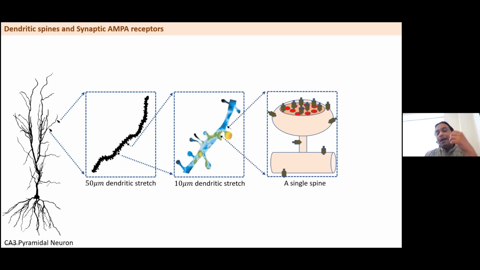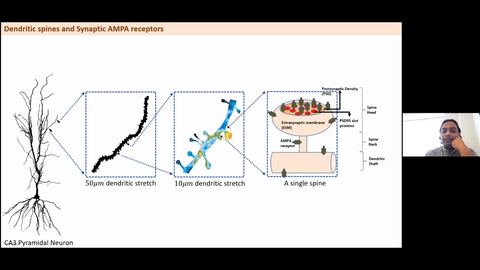Now, a single spine has a spine head and a spine neck, and on the top section of the spine head's membrane, there is a dense raft of specialized proteins called the postsynaptic density. The AMPA receptors are distributed all over the membrane, but they are present in this small region of postsynaptic density at a very high density. This is due to the retarded diffusion of the AMPA receptors in the PSD due to local macromolecular crowding, as well as the binding of the receptors with the PSD-95 slot proteins.